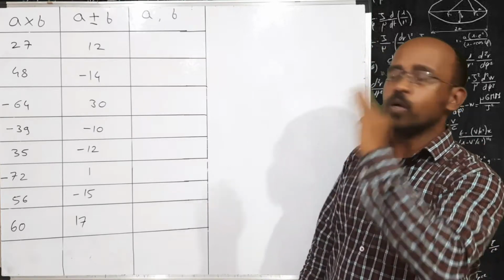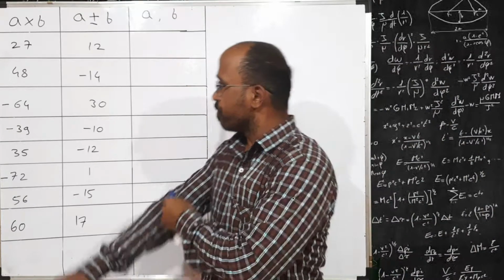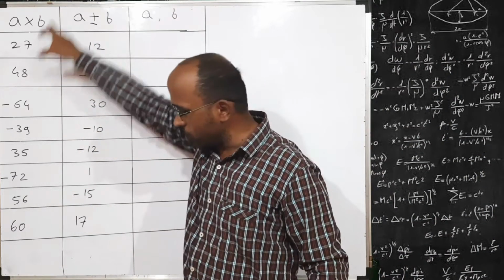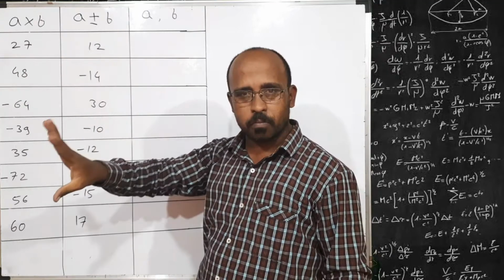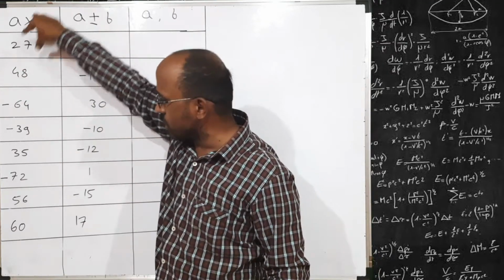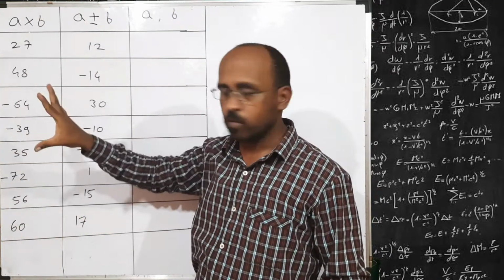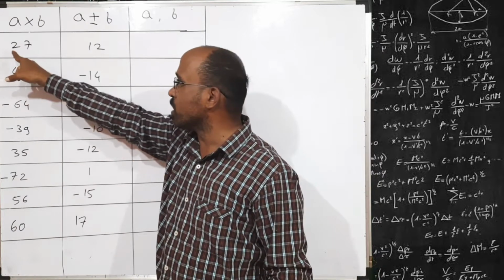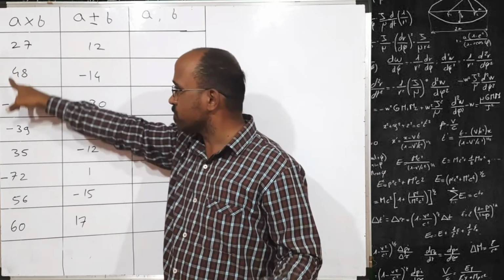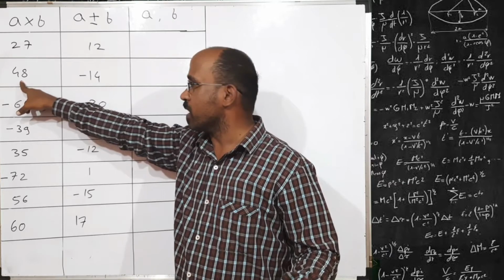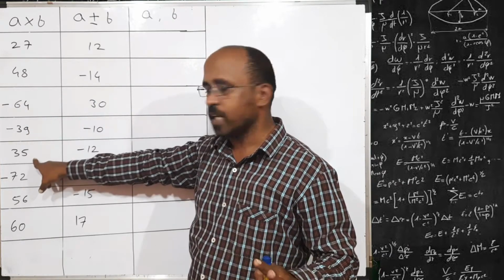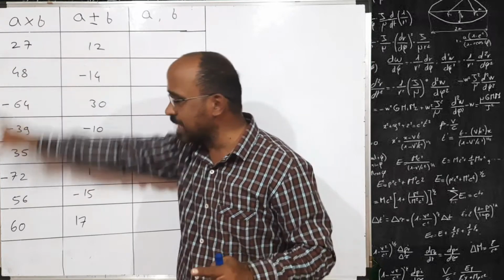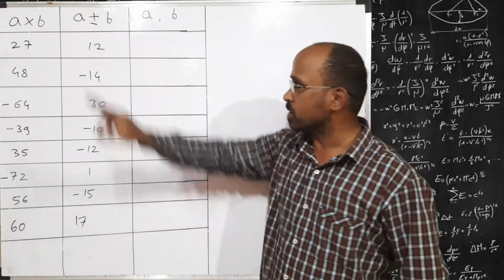So let's go. See what we have to do. In the first column I have written a multiplied by b, meaning a and b are two numbers, and their multiplication is the result given in the first column. Means multiplication of two numbers is either 27, 48, minus 64, minus 39, or 35. So these are the results of multiplication of two numbers a and b.